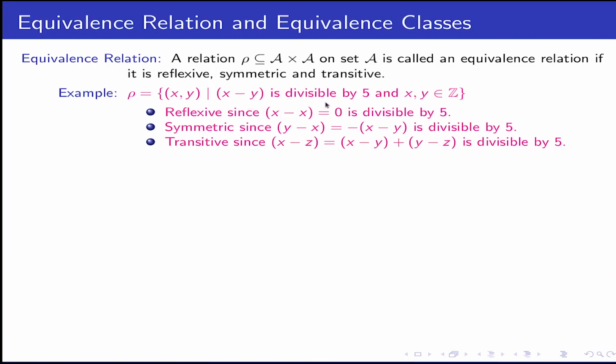So x minus y divisible by 5. If I choose this as a relation and take x, y pairs, then it is the case that this is an equivalence relation.